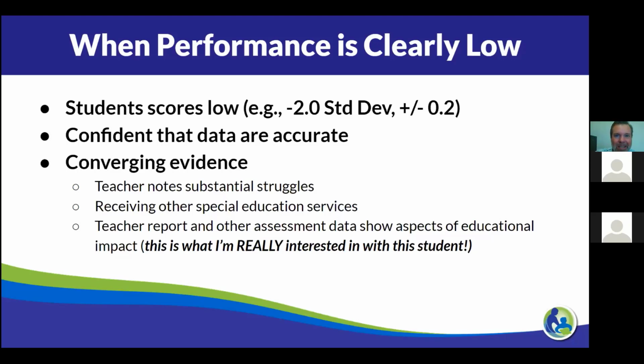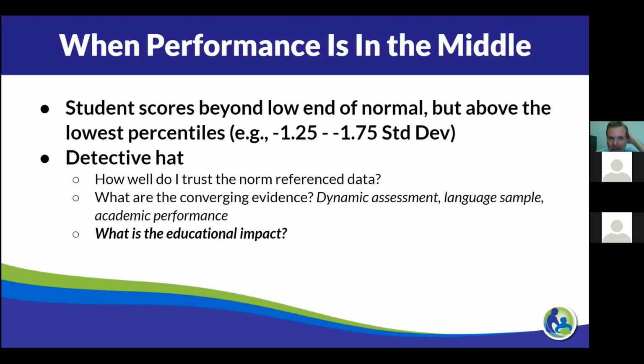But really in this example that I'm giving here, if those test data are accurate, they really give very limited information for me. What I really need to see is the academic impact, which I'm not seeing with that norm reference test. Now, what about those students who are in the middle?